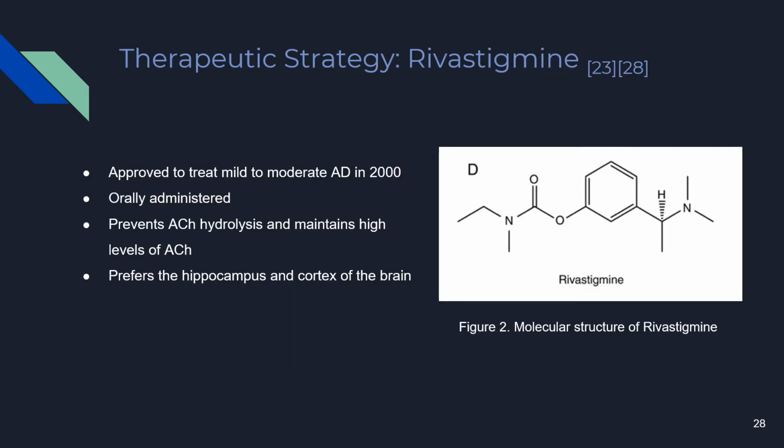So, a therapeutic strategy would be to restore the cholinergic activity in the central nervous system with the use of a cholinesterase inhibitor such as rivastigmine. Rivastigmine, an orally administered drug, was approved to treat mild to moderate AD in 2000. This drug inhibits the activity of acetylcholinesterase and maintains high levels of acetylcholine at the synaptic cleft and improves neuronal transmission. Rivastigmine prefers to act at the hippocampus and cortex of the brain, where cholinergic deficiency is more prominent.